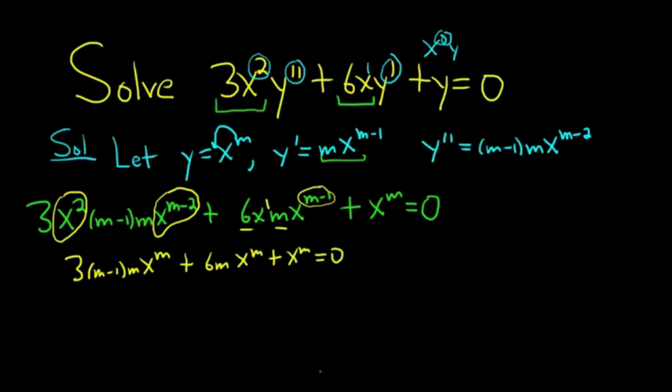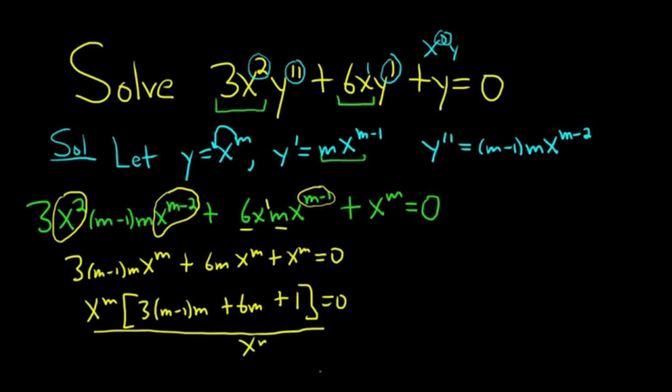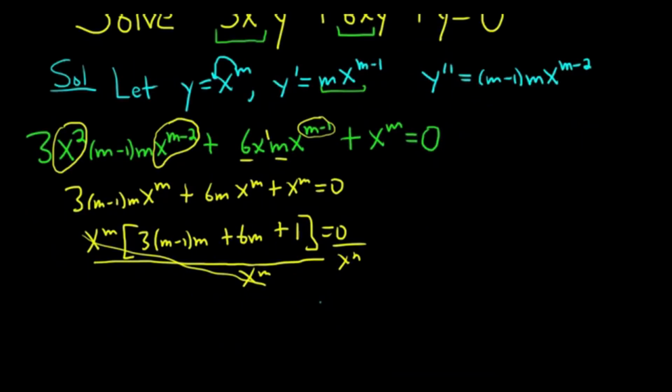So now we can pull out x to the m. So we have x to the m times the bracket 3m minus 1 m plus 6m plus 1 equals 0. Then we would divide by x to the m to get rid of it. So these cancel. So let's see what happens. We can go ahead and distribute at the same time. Might make it a little bit easier. So, well, actually, I'll rewrite it. I'm going to put the m first. So 3m, m minus 1, plus 6m, plus 1 equals 0.